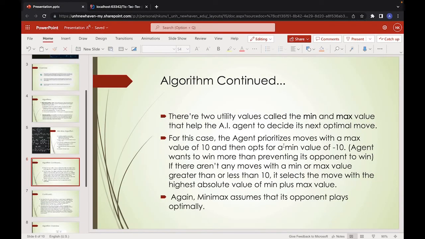In the Minimax algorithm, it has mainly two utility values, the min and max value. That is the main key part of the AI agent to decide its next optimal move. For this case, the agent prioritizes moves with a maximum value of 10 and opts for a minimum value of -10. Again, Minimax assumes that its opponent plays optimally, that the opponent is trying to win and not trying to lose.